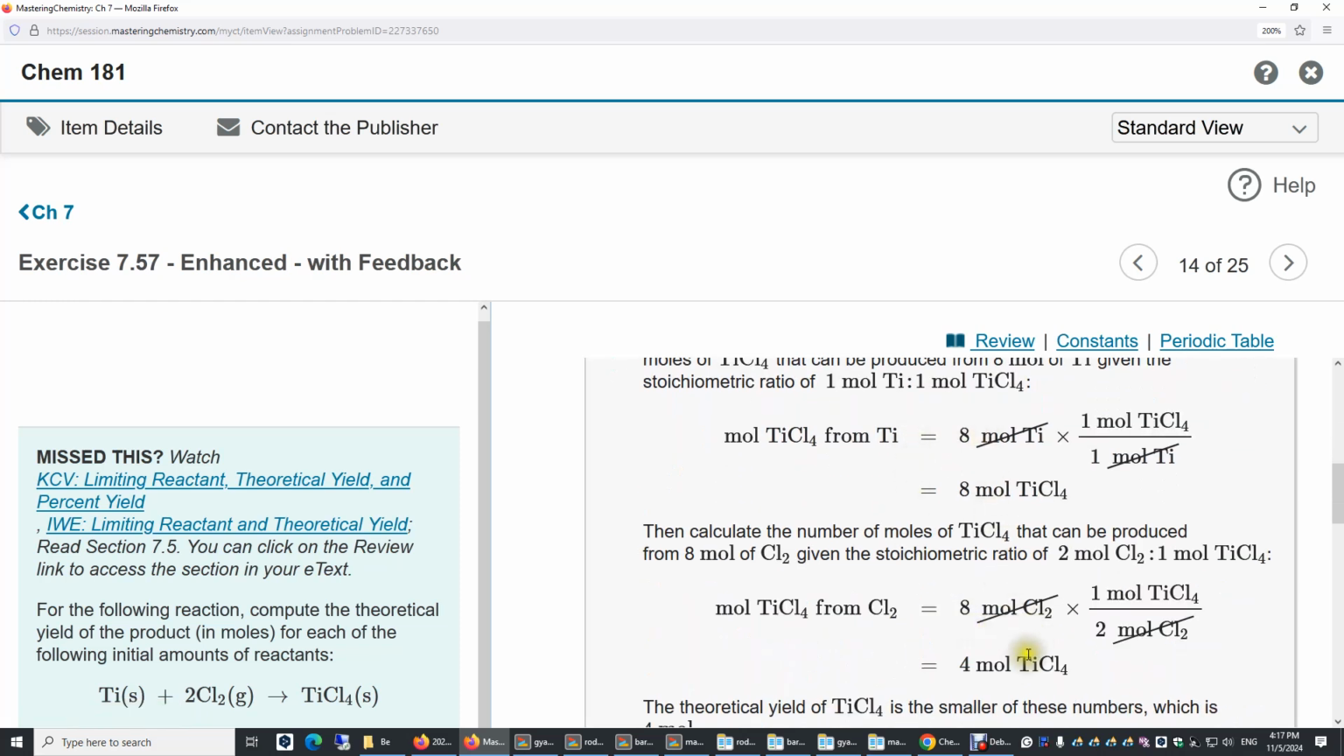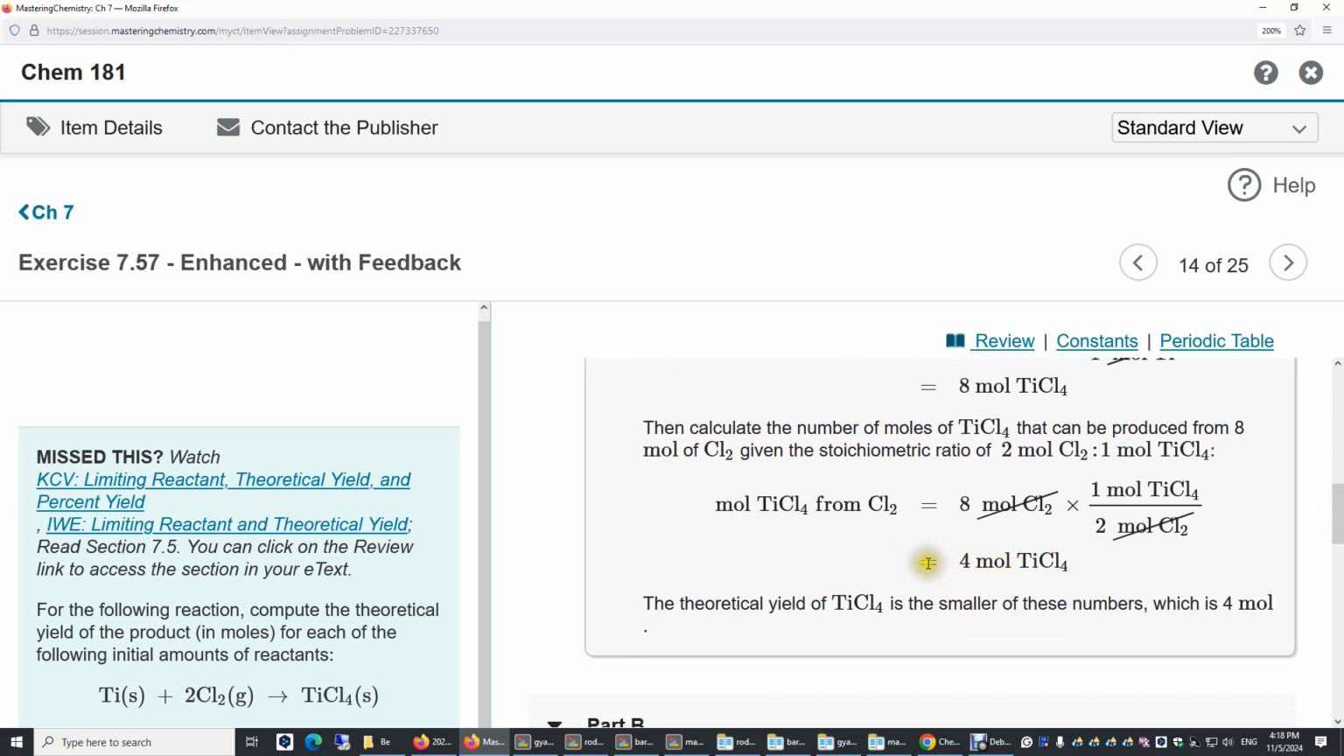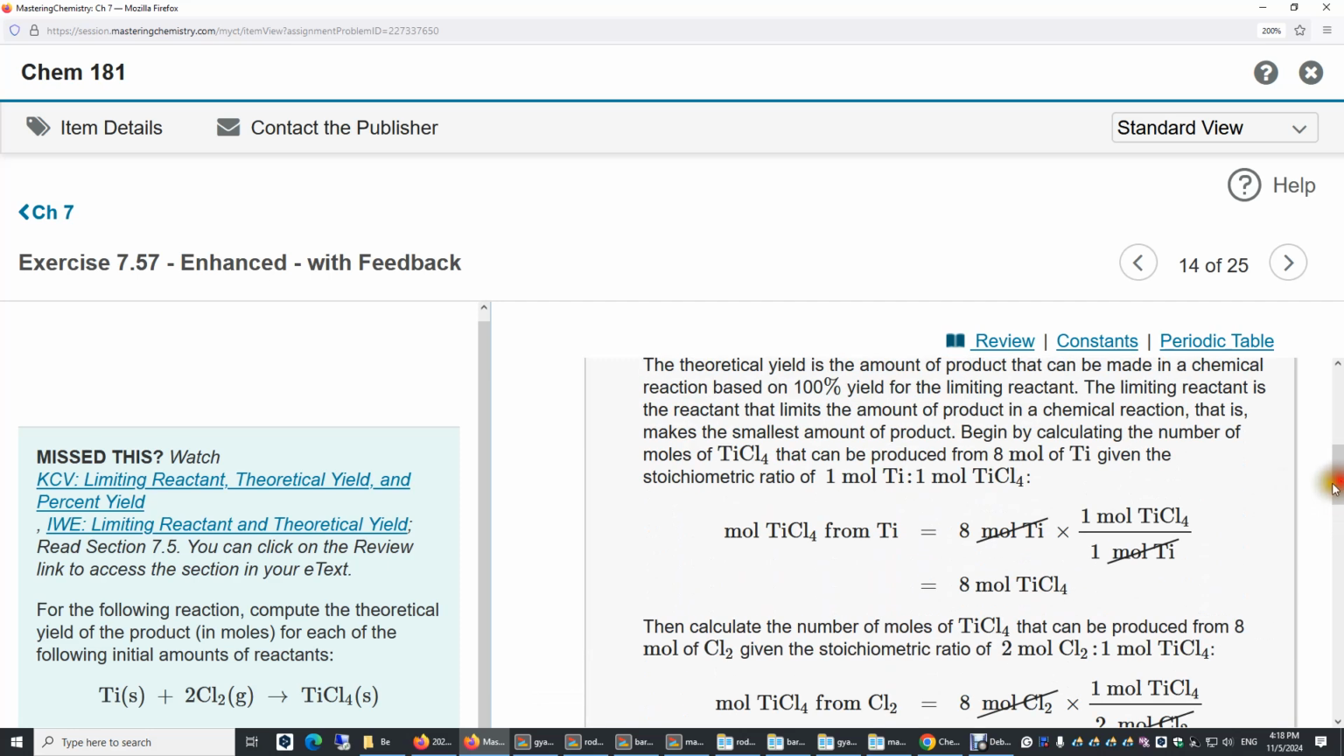So you can see Mastering Chemistry is doing the same thing. They started with 8 moles of titanium. There's a 1:1 ratio. They get 8 moles of titanium tetrachloride, and then they also look at the amount of chlorine, 8 moles of chlorine gas. There's a 1:2 ratio, so you end up with 4 moles of titanium chloride. Compare these two values. The smaller one is the theoretical yield, and Cl2 or chlorine gas is the limiting reactant. Titanium is in excess.